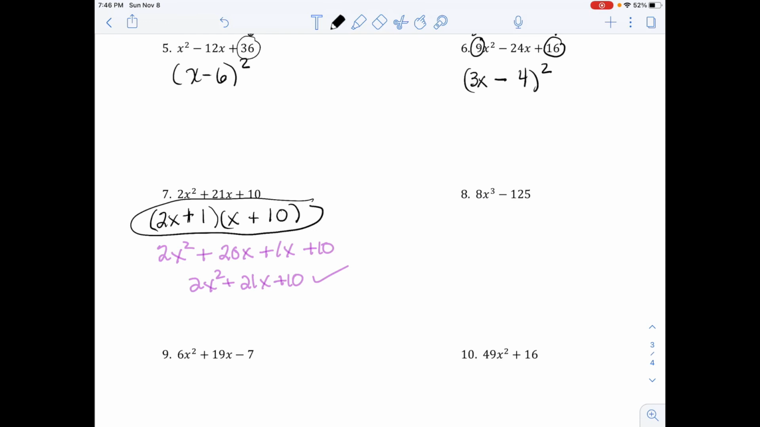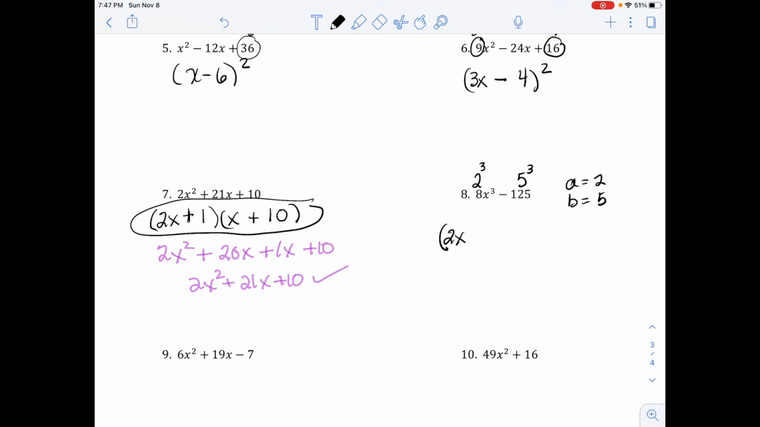Okay, number 8, 2 terms. So are they perfect squares or are they cubes? Okay, well, neither one are squares. So let's check to see if they're cubes. 8 is 2 times 2 times 2. 125 is 5 times 5 times 5. So this is 2 cubed and this is 5 cubed. And so I always put that above because it helps me to remember then that A is 2 and B is 5. And then I just plug it into the pattern.